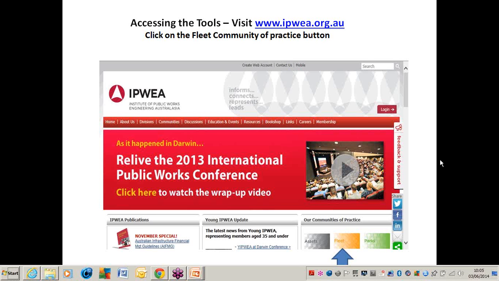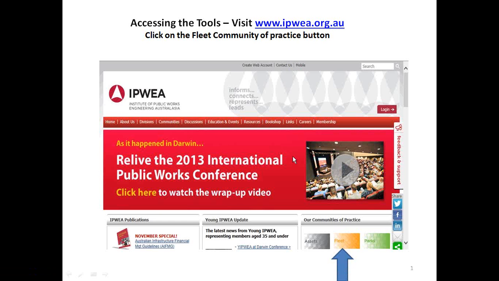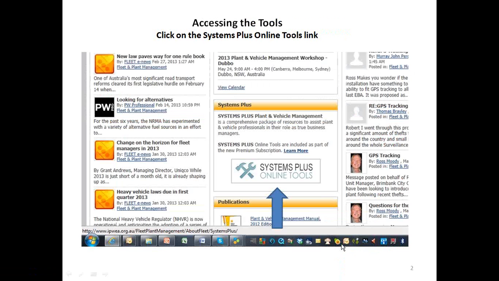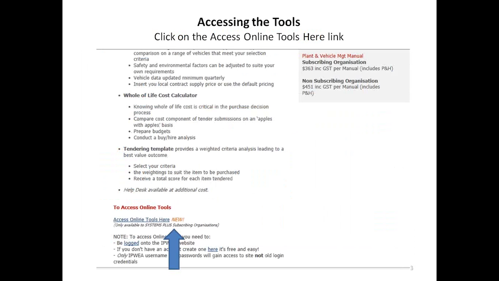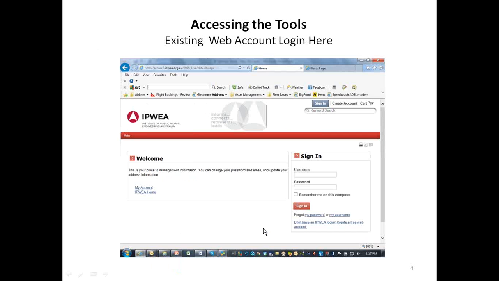Morning everybody, my name's Grant Andrews and I'm going to show you how to access the tools and use the tools on the IPWA website. Basically, you log into the website, and if you go to Fleet, that'll bring you to this screen. You then click on to Systems Plus Online Tools. That will then bring you to this screen, which then says accessing the tools, and you access the tools.